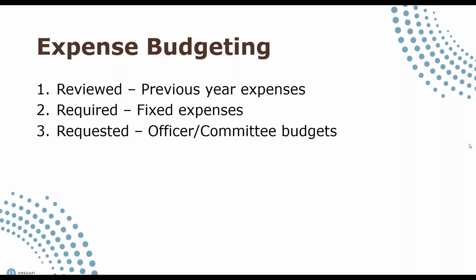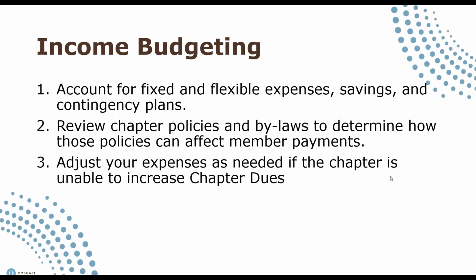Now that you know exactly how much the chapter will pay out in expenses, it's time to budget the chapter's income to cover those expenses. For income budgeting, first you'll want to ensure you've accounted for fixed and flexible expenses, savings, and any contingency plans. Then make sure you're billing enough to cover your chapter's expenses and adjust fees to chapter dues, rent, meal plans, and national dues as needed.